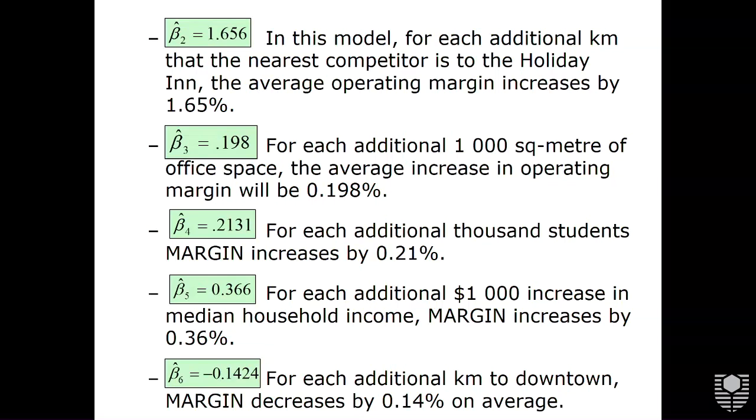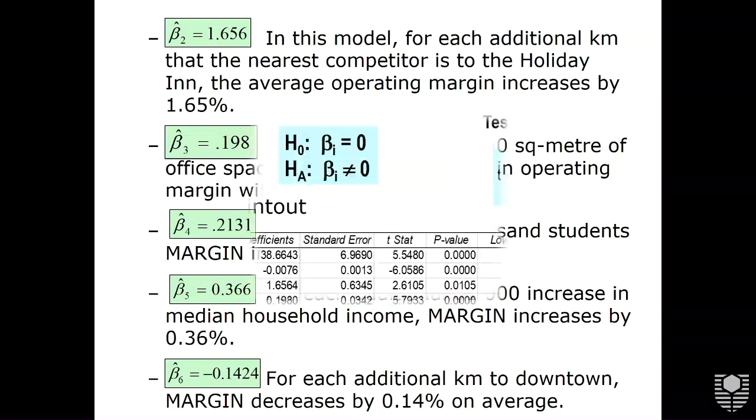So the median of household income, and the last one is downtown, the distance from downtown. You can see the sign determines the direction. Here it is negative: any increase in rho will decrease the margin by 40%, for example, in negative. So the sign is important to decide.